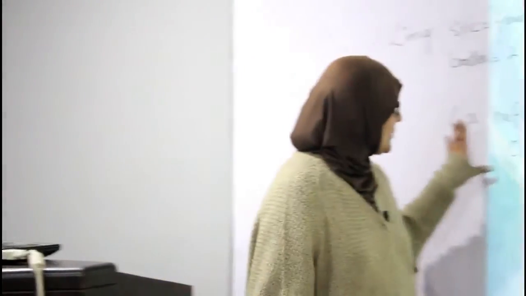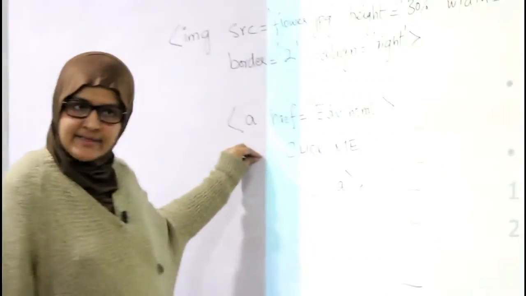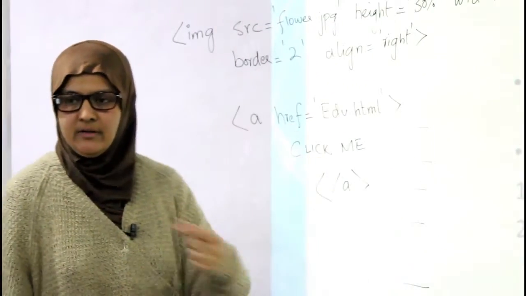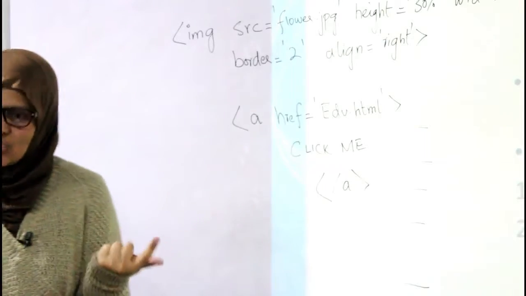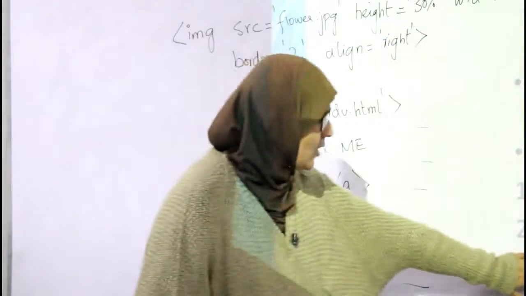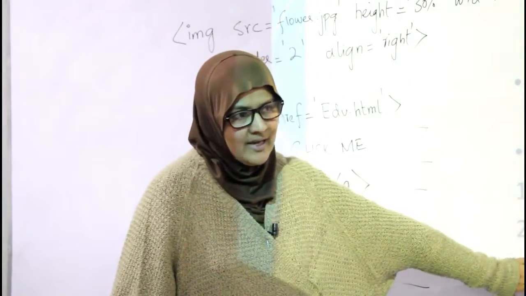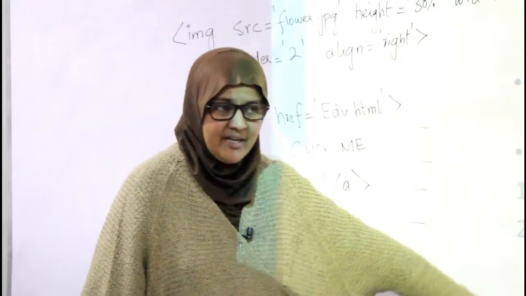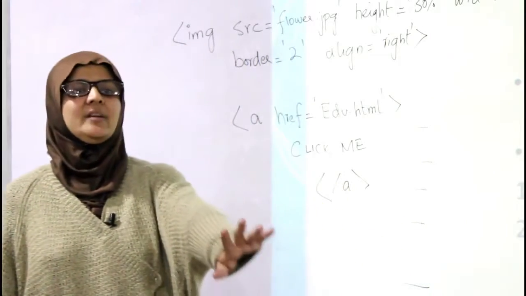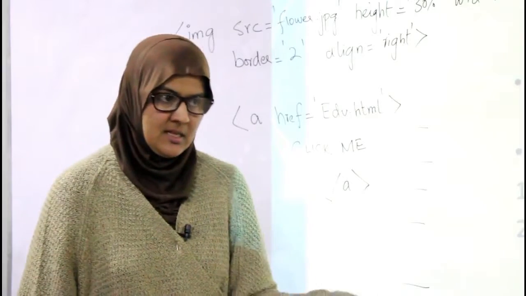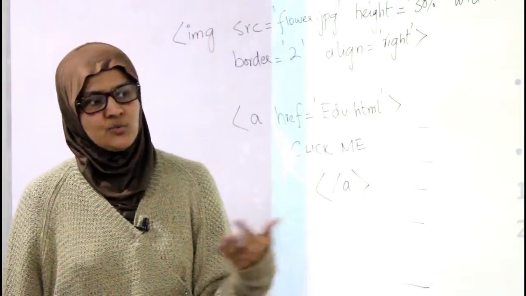Okay, so we have all written anchor. We have all written the first attribute as href. I have taken out one attribute from here, that was target. And why have I taken it out? Because it will be discussed in the next session that we will be conducting tomorrow.